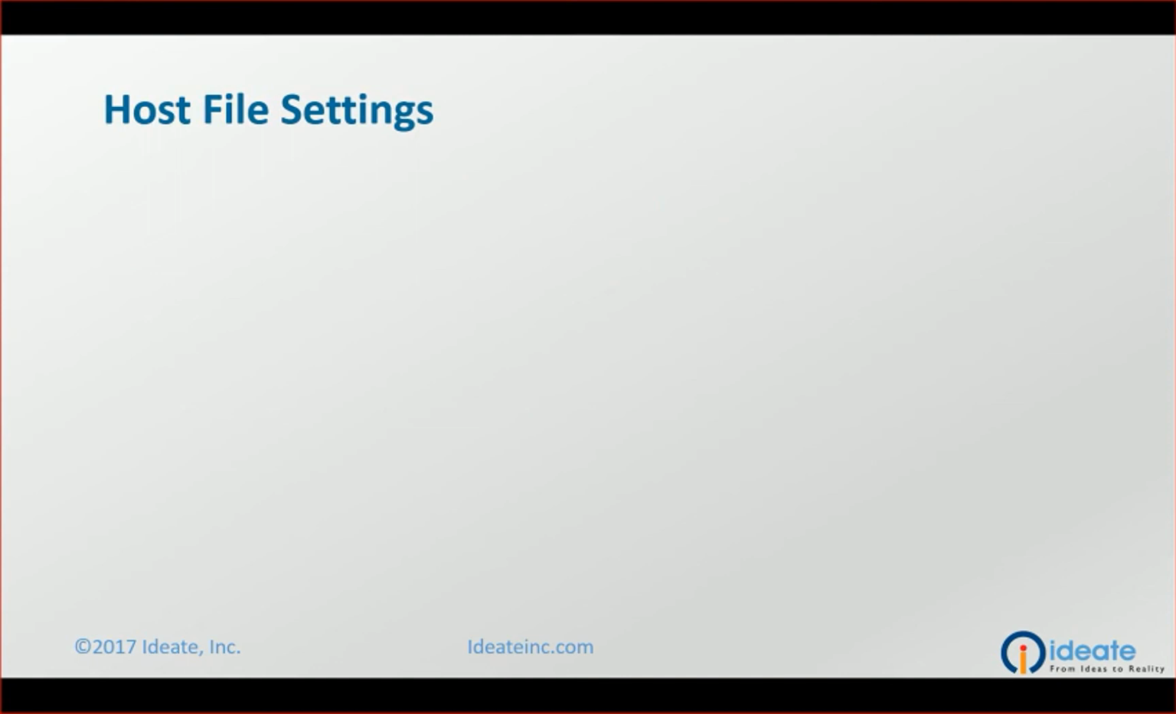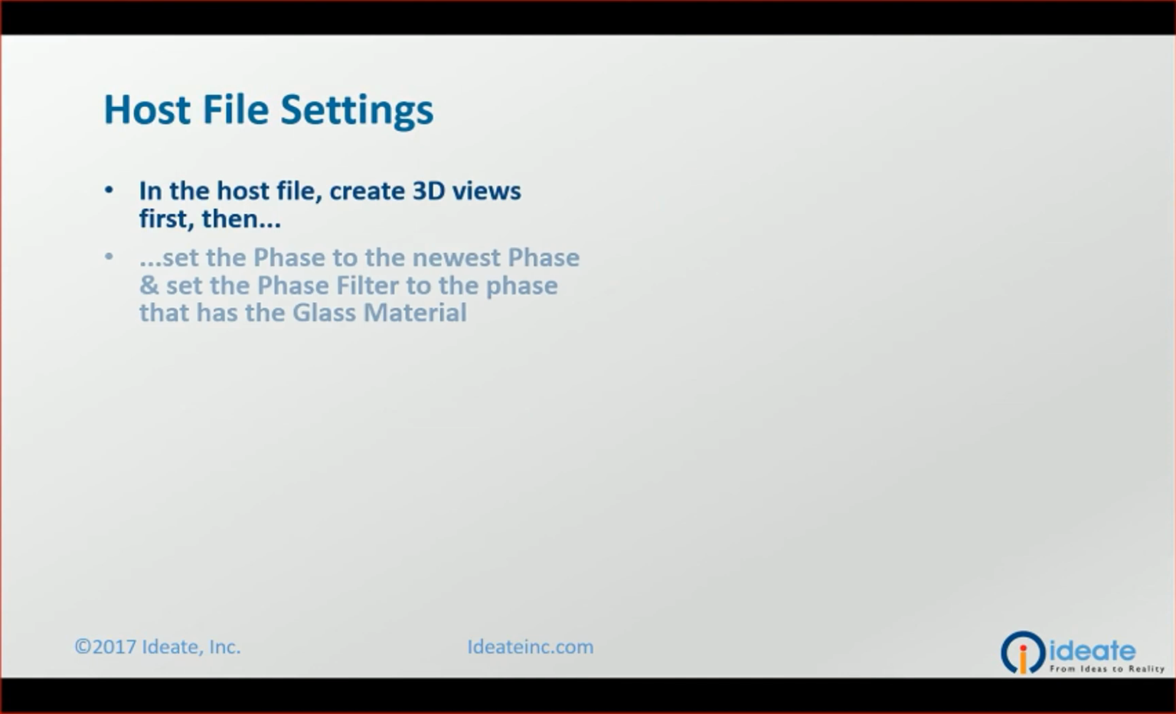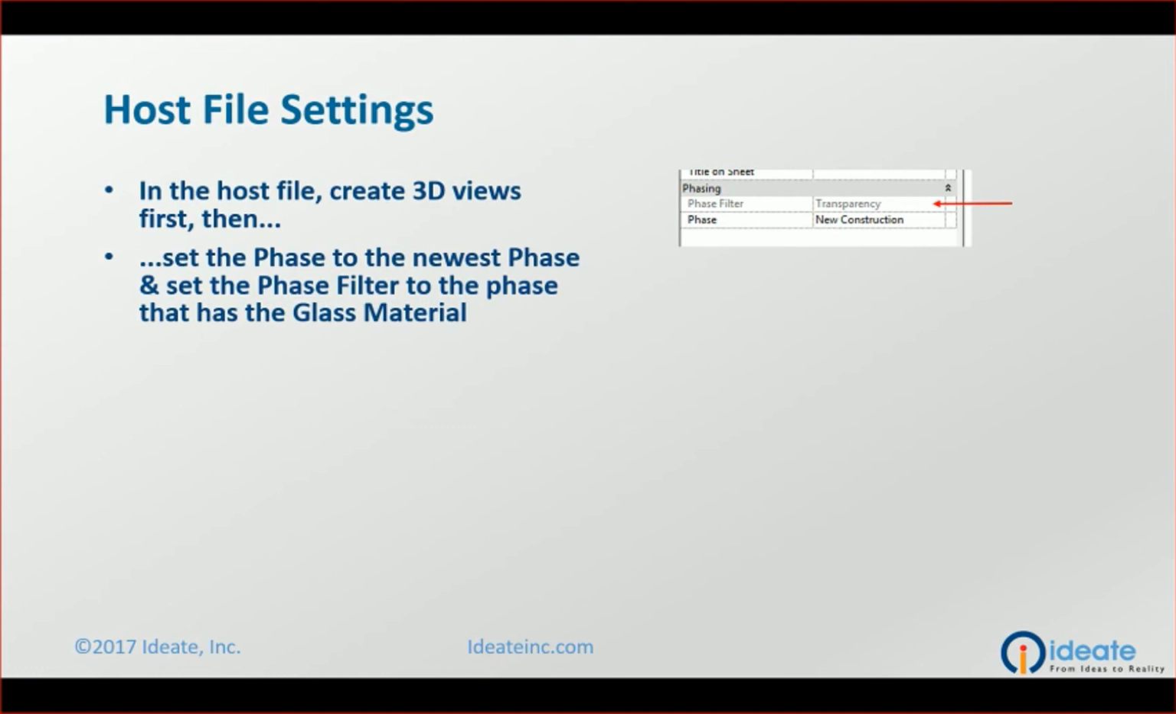Okay? And then in the host file, which in this case was the architectural file, what I did is I created my 3D views. I set my phasing to the newest phase, which in this case was new construction, and I put my filter again as the transparency. So again, I had to go back through the phase dialog boxes and set all those up for new and existing.